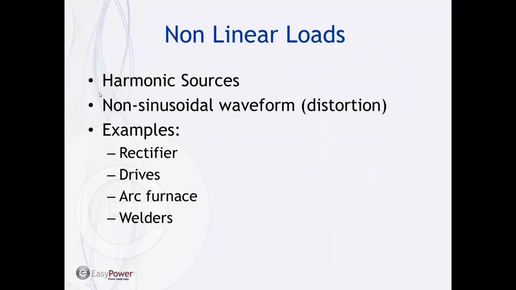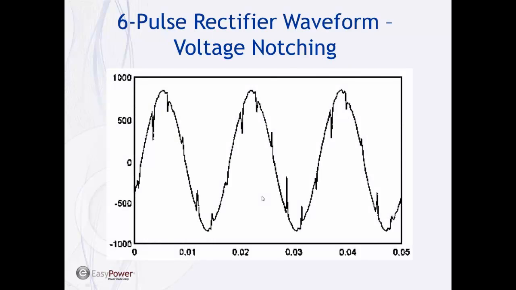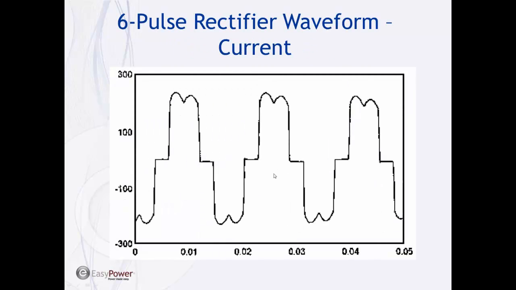Some of the other loads that we have may be AC arc furnaces, welders, drives, etc. So this is what the current waveform would look like. Instead of getting a purely sinusoidal waveform, we get a little bit of stepped waveform, and from the notching you can see the effect on the currents.